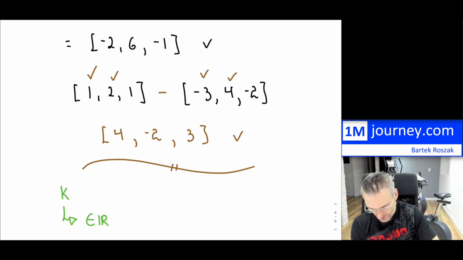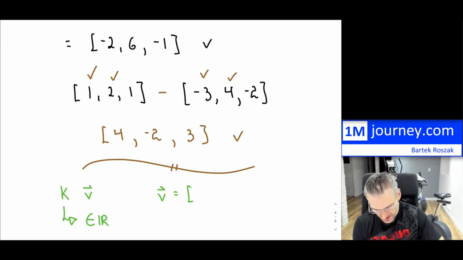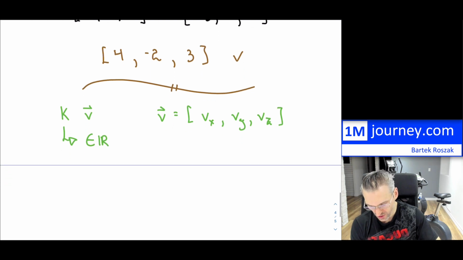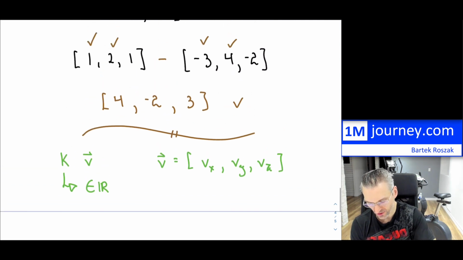some element of the real numbers, and you're trying to multiply it by a vector, I'm going to just assume that the vector itself is three-dimensional, so it has the x component, the y component, and the z component right there. Well, if you're going to be trying to do this scalar multiplication, it is nothing else but simply distribution right across.